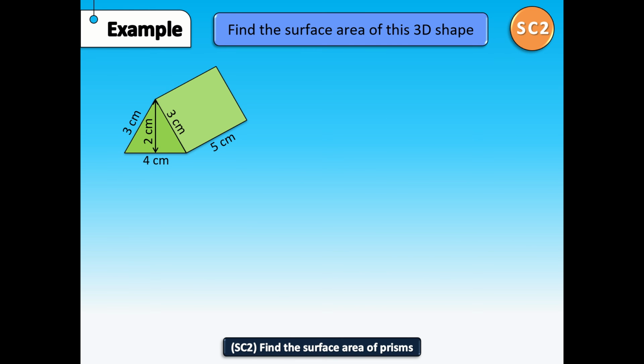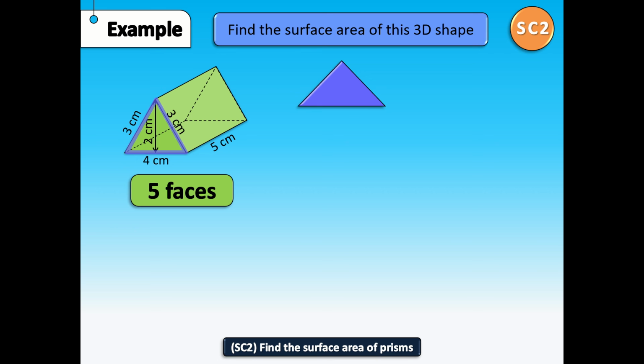For this one, this is a triangular prism. So this shape has 5 faces, and if we draw it in 3 dimensions, you can see them all there. So we've got the front, which is a triangle, and that's got a base of 4 centimeters and a height of 2 centimeters. So the area will be 4 times 2 divided by 2, so that's 4 centimeters squared. And the front is exactly the same as the back, so we need 2 of those.